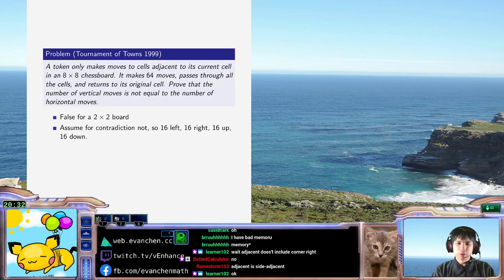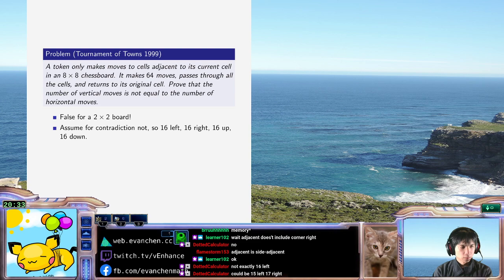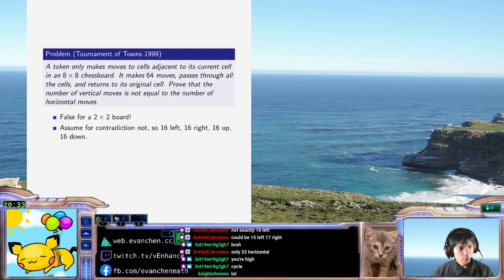Why would it be false for a 2x2 board and true for a larger board? Not exactly 16 left. Could be 15 left, 17 right. Wait, what? It goes back to its original cell, so the total displacement should be 0. Right? Yeah, it ends up back at its original cell, so it makes the number of left and right moves equal, so its total x displacement is not correct.